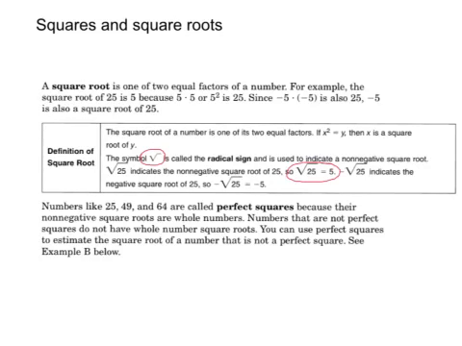Numbers like 25, 49, 64 are called perfect squares because their non-negative square roots are whole numbers. If you think about it, the square root of 25 would be 5, the square root of 49 would be 7, and the square root of 64 would be 8. Those are all perfect squares. Numbers that are not perfect squares do not have whole numbers for their square roots. And what we're going to look at here in just a second in example B is how to handle that, how to work with numbers that are not perfect squares.